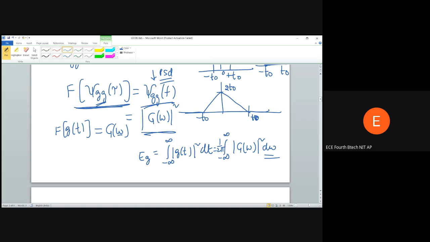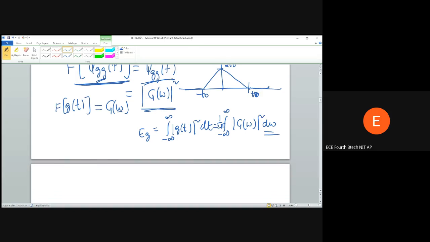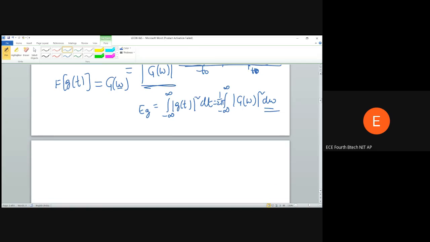If a signal is random in nature, how to calculate the power of the signal or energy of the signal? It is a little difficult, right? So in such situations, we will try to calculate the autocorrelation function. Once we calculate the autocorrelation function, if you calculate the Fourier transform of the autocorrelation function, you will be calculating the power spectral density or energy spectral density. Okay, so power spectral density for power signals, energy spectral density for energy signals.